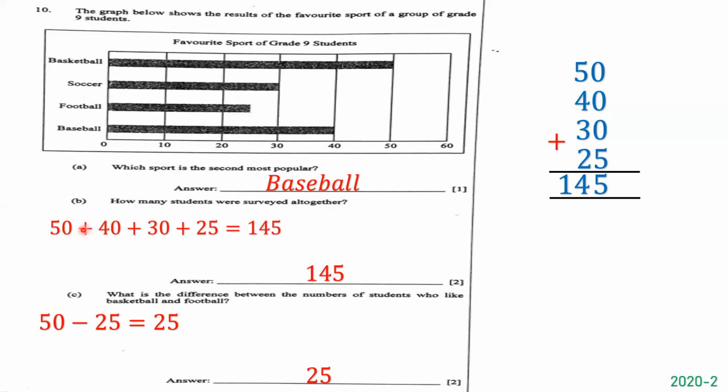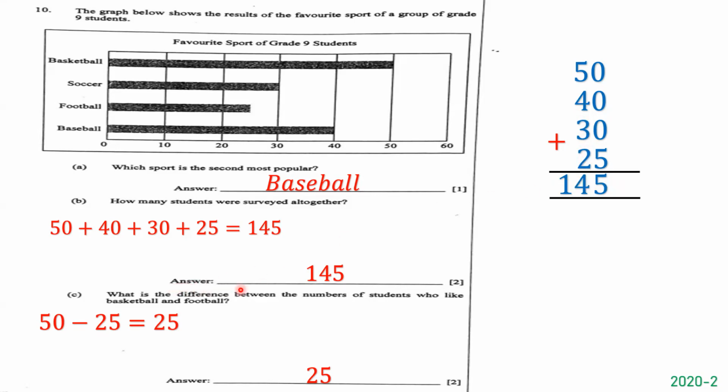And so if we add all of them up, we know that 0 plus 0 plus 0 plus 5 is 5. Then 5 plus 4 is 9. 9 plus 3 is 12. And 12 plus 2 is 14. So the answer is 145.